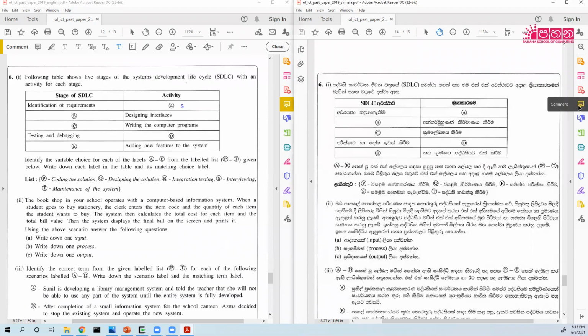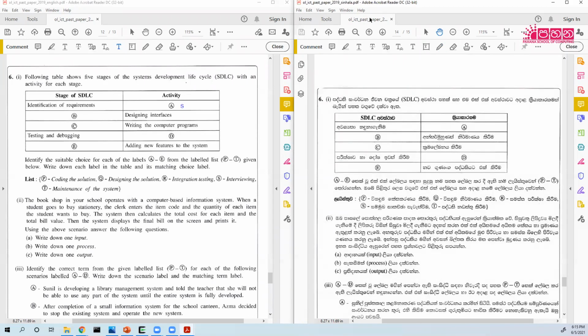So we have to use A to S. Right. So far I got actually 2 answers. So Janani is correct. Pramudi also correct. So let's move to the B.